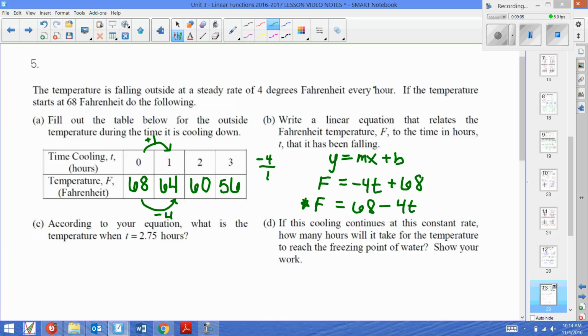All right, now in C, it says, according to your equation, what is the temperature when t is equal to 2.75 hours? All right, well, let's bring down our equation. F is equal to, let's use the new one, 68 minus 4t. And they're saying that t is equal to 2.75. So what can we do with that? Well, t is now 2.75. So let's replace t with 2.75. So this would become 68 minus 4 times the 2.75.